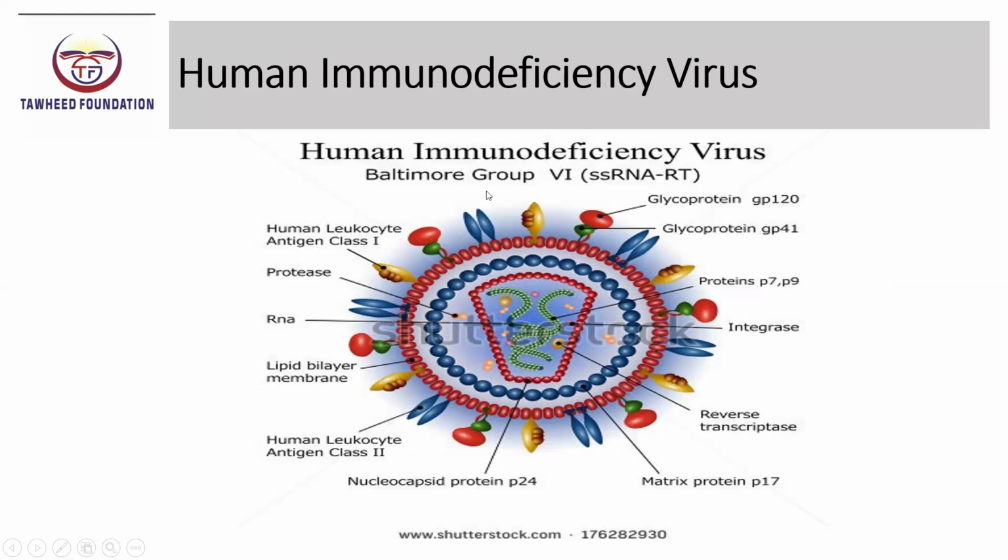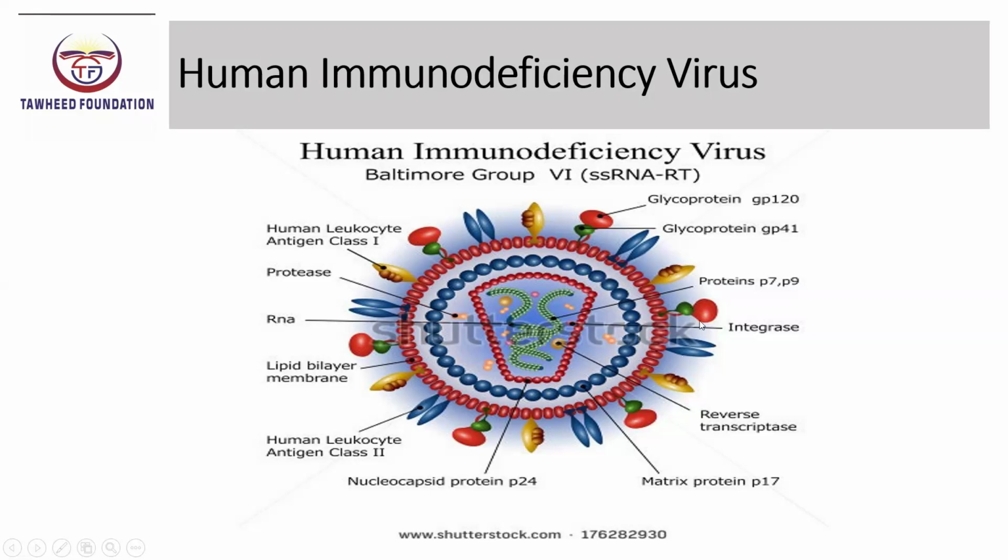This diagram illustrates the structure of the human immunodeficiency virus, HIV, which belongs to Baltimore group 6, single-stranded RNA RT viruses. These are single-stranded RNA viruses that use reverse transcriptase to convert their RNA into DNA inside the host cell. Glycoproteins GP120 and GP41: these surface proteins are involved in virus attachment and entry into host cells by binding to receptors on the cell surface. Lipid bilayer membrane: a membrane envelope derived from the host cell that surrounds the virus.